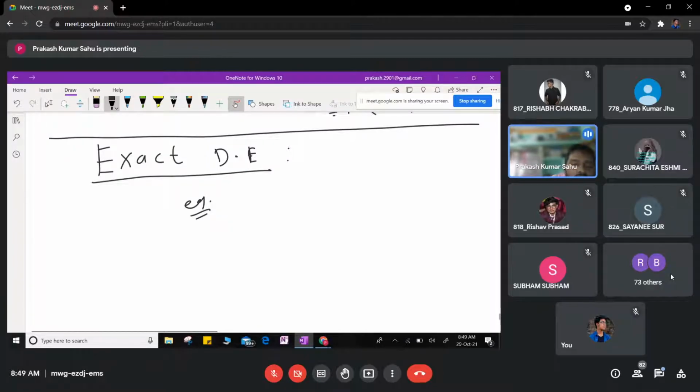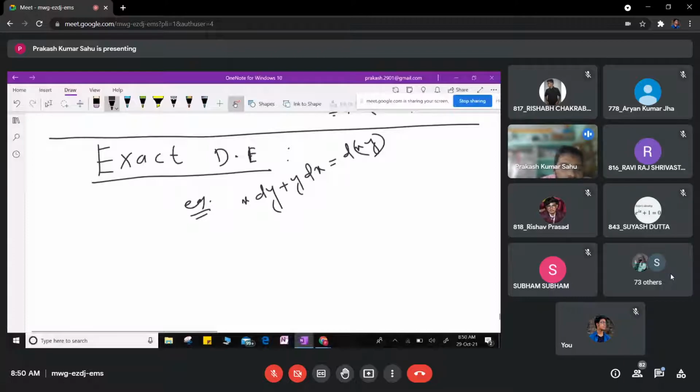Suppose I am writing x dy plus y dx. x dy plus y dx is nothing but the derivative of xy, the product of xy. Is it correct or not? This x into dy plus y into dx is equal to the derivative of xy. Got it? Yes or no? Yes, sir.